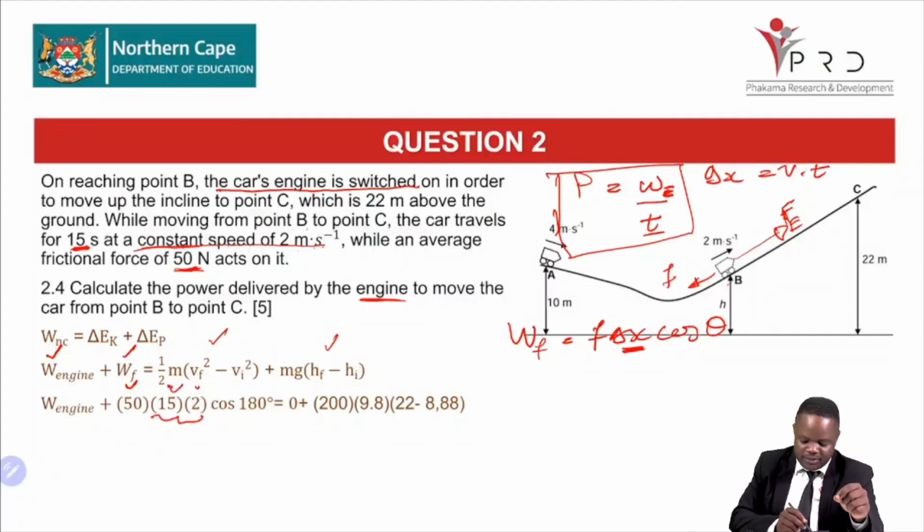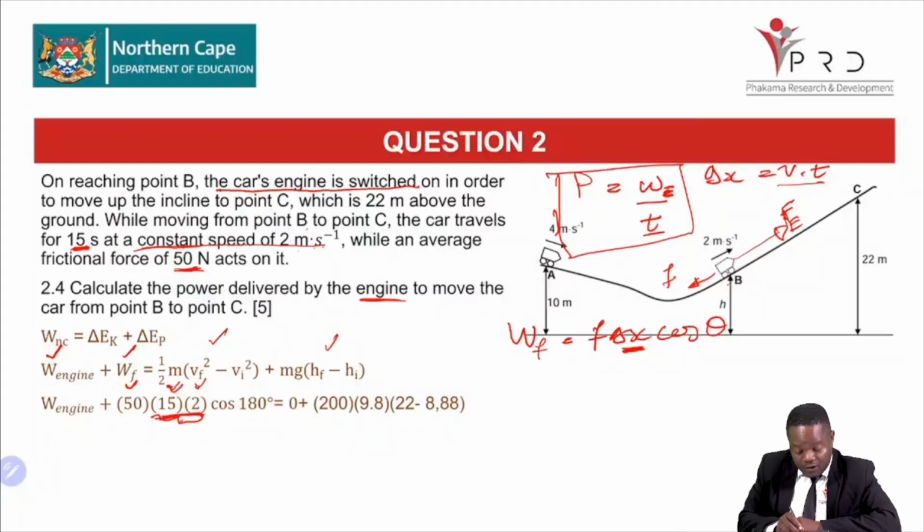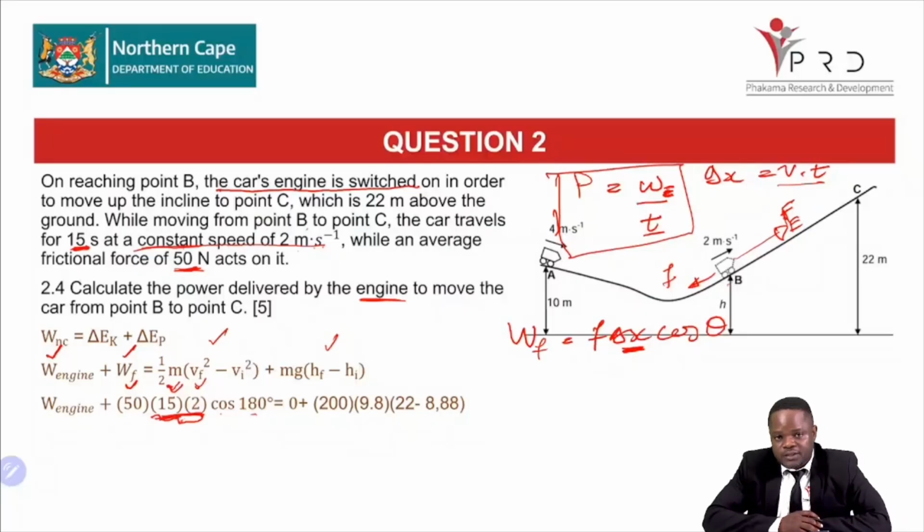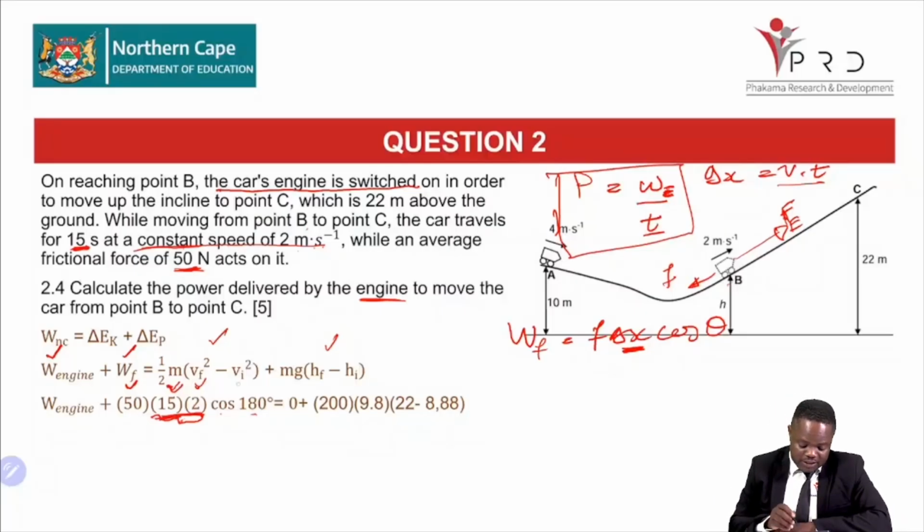The time is 15 seconds. So you have your time, you have your speed. So these give you delta x. I hope you're following. Cos 180, that is the angle between our frictional force and the displacement. So this is the work done by the friction there. And then we come to our change in kinetic energy.